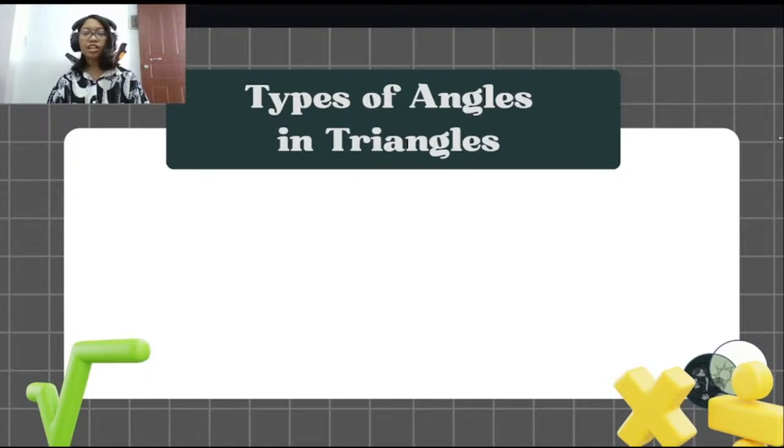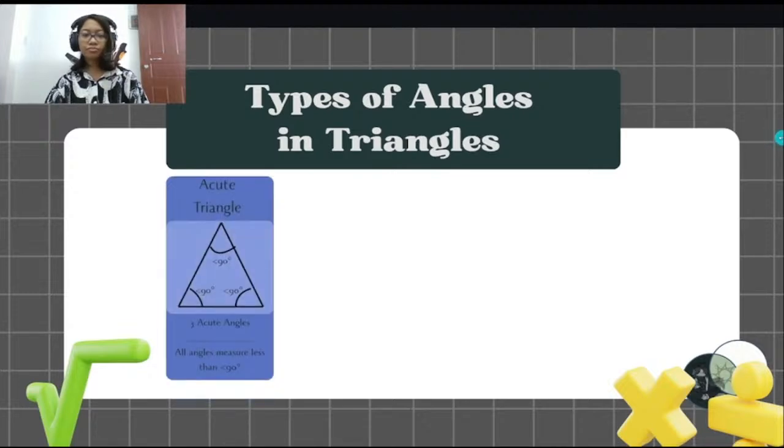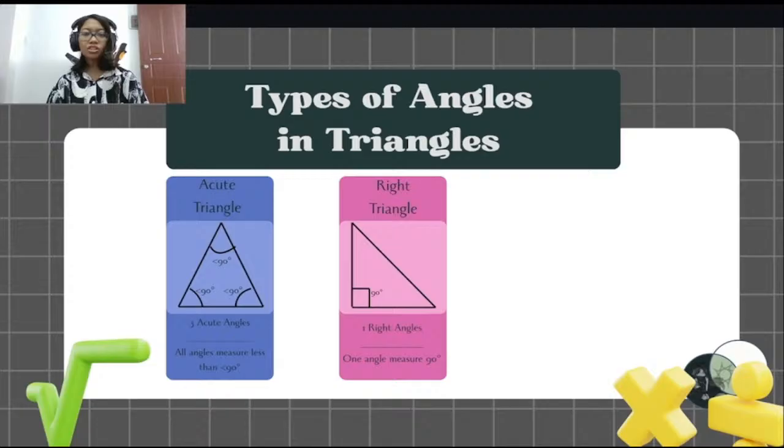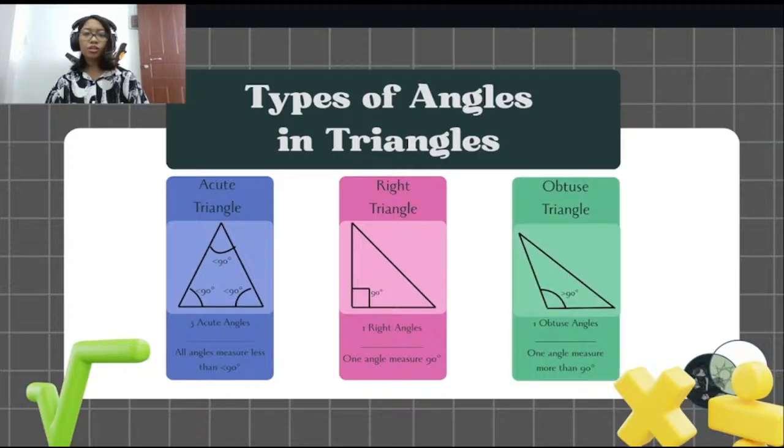Types of angles in triangles. Triangles can be classified by their angles. An acute triangle has all angles less than 90 degrees. A right triangle has exactly one 90-degree angle. An obtuse triangle has one angle greater than 90 degrees. Today, we will focus mostly on right triangles because they are used in trigonometry.